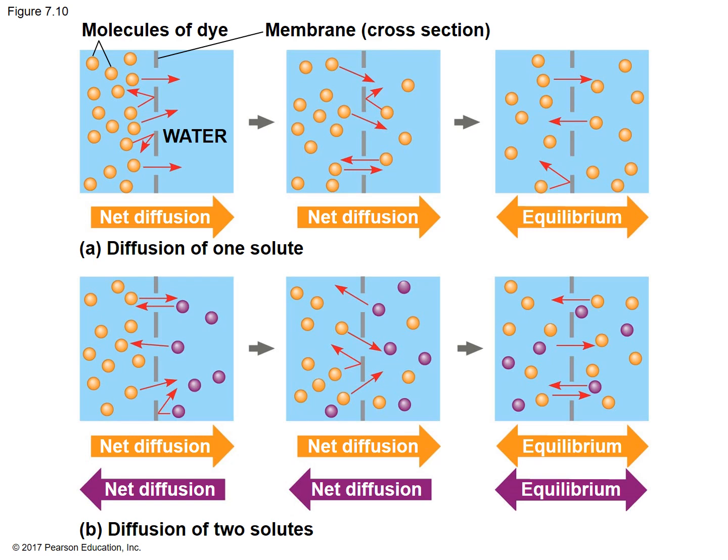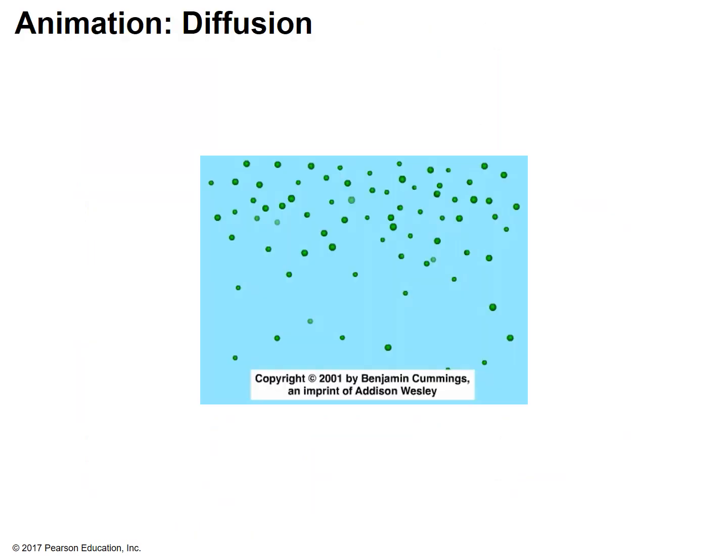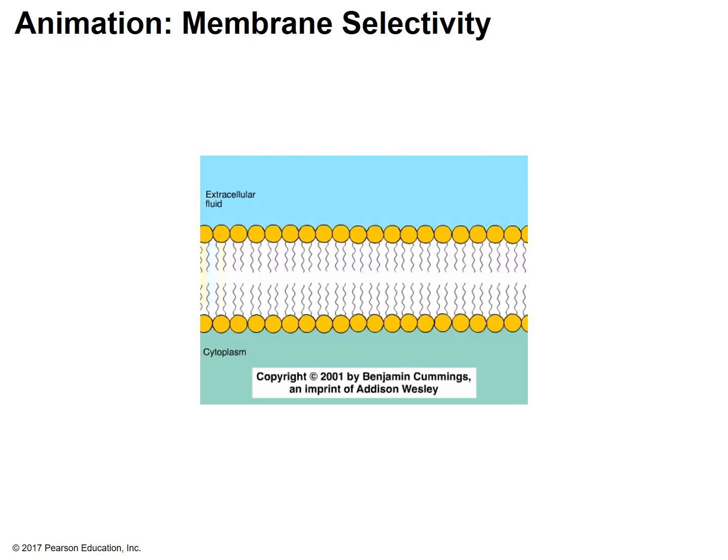Each solute, each molecule that is dissolved, is going to have its own diffusion rate, and it's going to have its own equilibrium. So you can have a variety of different molecules that are trying to cross this membrane at the same time, sometimes even in different directions. Always, though, they're trying to reach their own net equilibrium. There are some additional videos for those of you that would like to see some of these in action, including diffusion and a section about that membrane selectivity we've talked about.